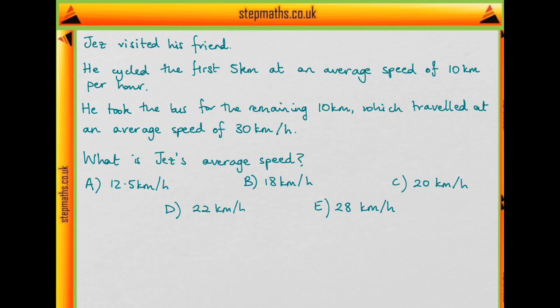So for this question, Jez went and visited his mate in a neighbouring town, and on his journey there, he cycled the first 5 kilometres at an average speed of 10 kilometres per hour, and then for the remaining 10 kilometres, he took the bus, which travelled at an average speed of 30 kilometres per hour, and we want to know what is Jez's average speed over the entire journey.